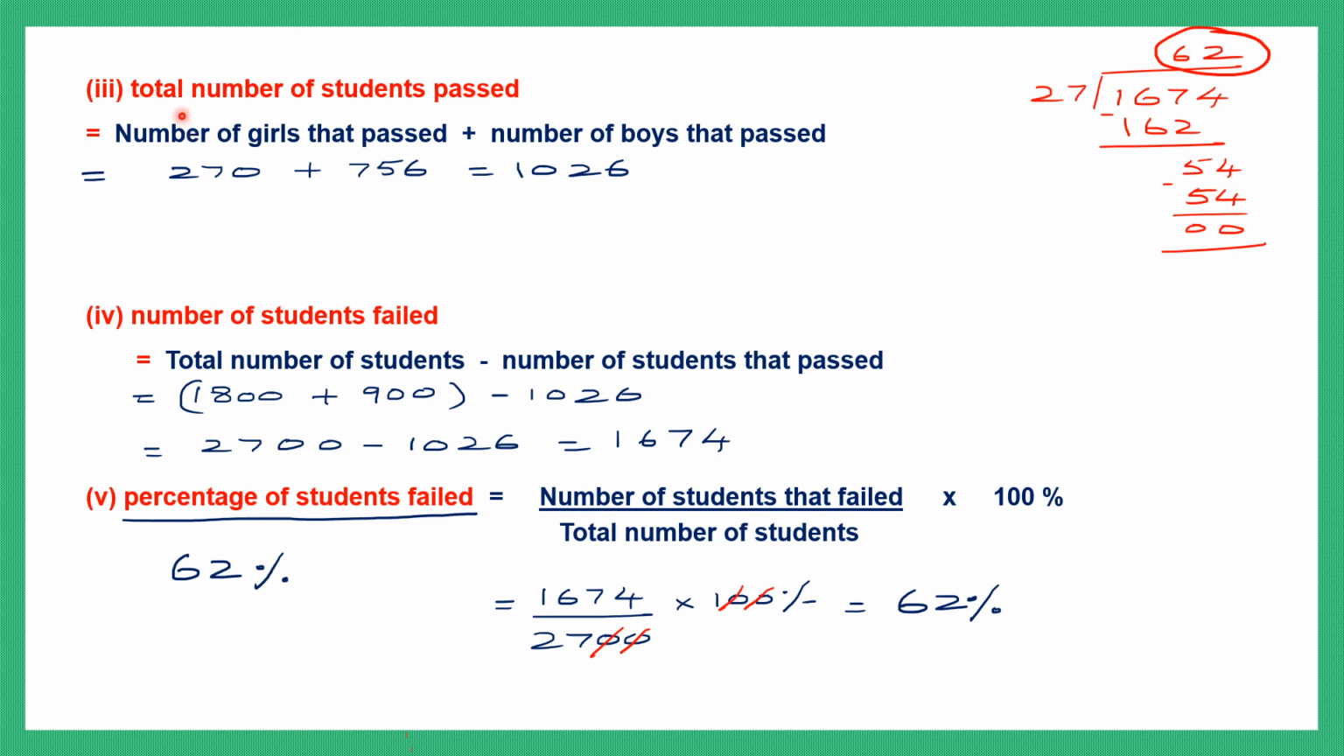Question 3 here, we have found the total number of students that passed is 1026. So let's circle that. Then we found the number of students that failed is 1674. And then we found the last answer, percentage of students that failed, that is 62%.